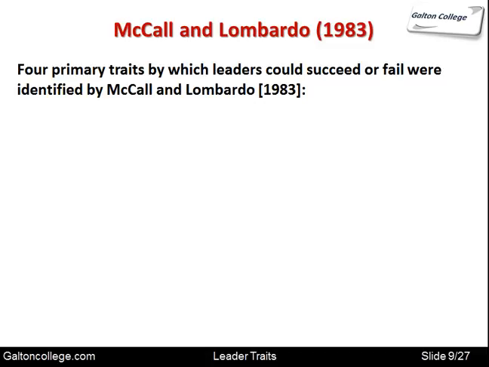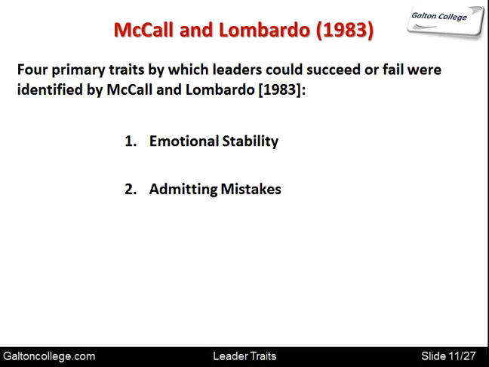McCall and Lombardo in 1983 considered four primary traits to try and cut down the number by which leaders could succeed or fail. Now, this means going back to our list of traits and just cutting it down to four. What they considered to be important was emotional stability. So the leaders should be emotionally stable. They should be capable of admitting when they make mistakes. Don't waste time trying to justify a mistake or trying to find an excuse. Admit it and move on.